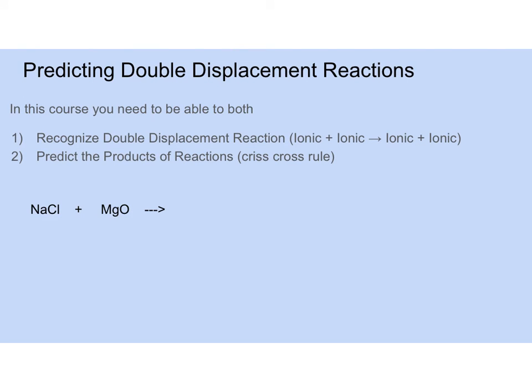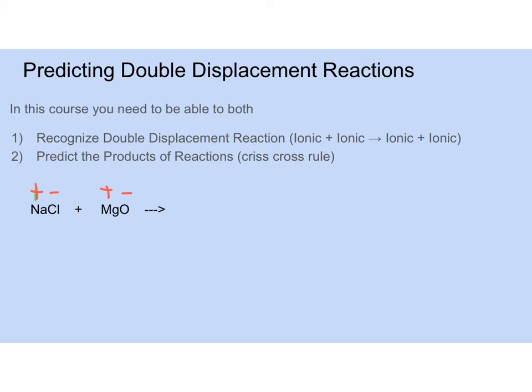Right, so let's take a look at some more examples here. So I've got NaCl plus MgO, okay? Two ionic compounds, ionic compound, ionic compound. I know it's a double displacement. And then again, I always like to write positive over the sodium, negative over chlorine, positive over magnesium, negative over oxygen. Because oxygen and chlorine are nonmetals, and magnesium and sodium are metals.